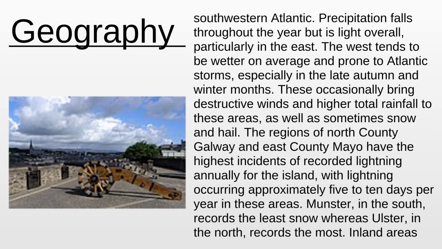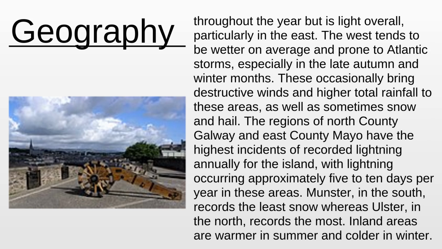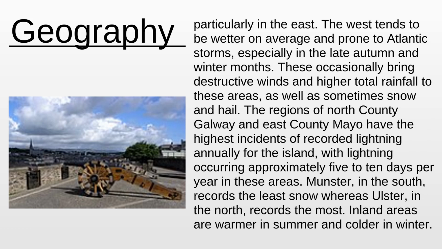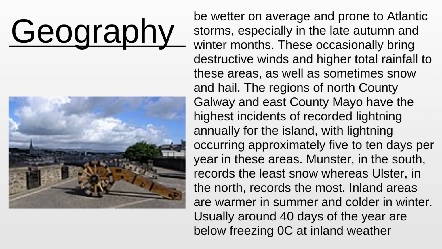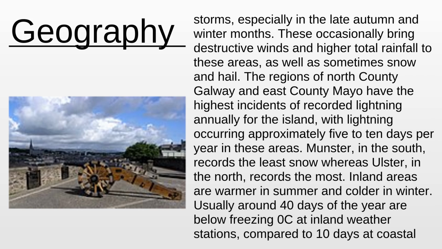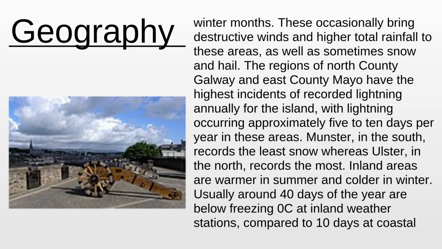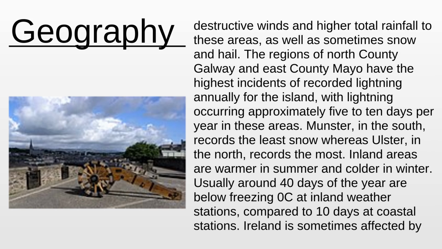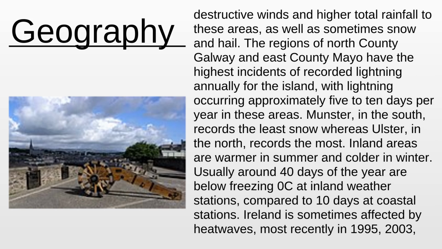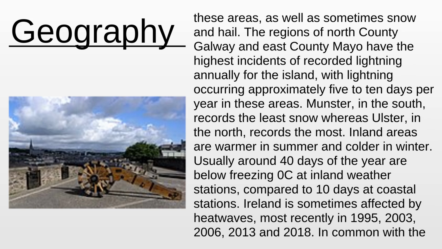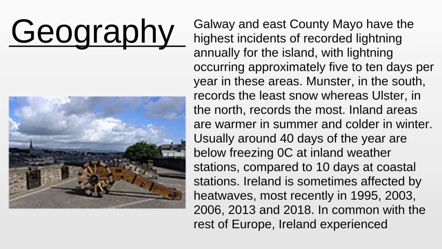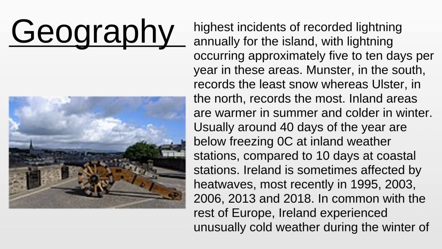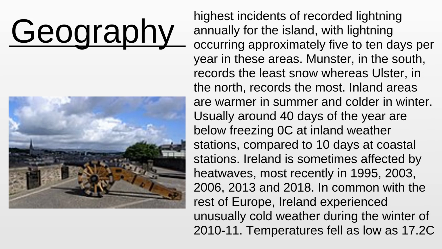Precipitation falls throughout the year but is light overall, particularly in the east. The west tends to be wetter on average and prone to Atlantic storms, especially in the late autumn and winter months. These occasionally bring destructive winds and higher total rainfall to these areas, as well as sometimes snow and hail. The regions of North County Galway and East County Mayo have the highest incidence of recorded lightning annually for the island, with lightning occurring approximately 5 to 10 days per year in these areas.